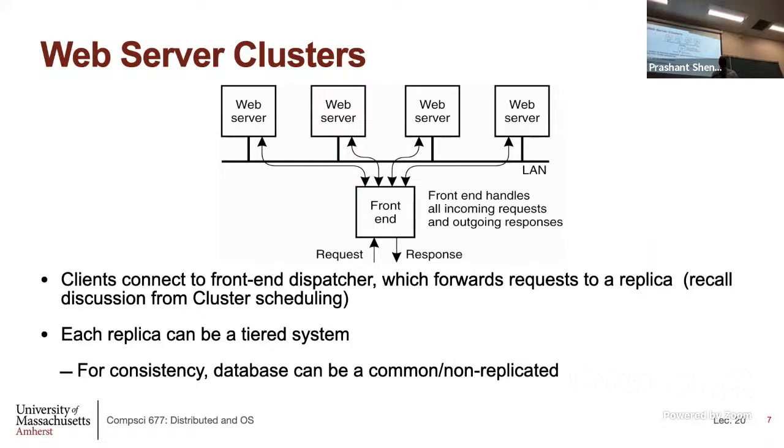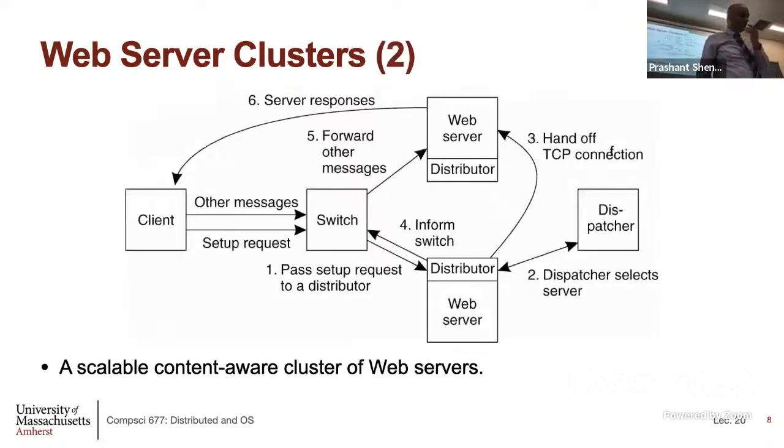How do you ensure consistency for the backend and so on? Okay, so that's something to keep in mind as far as web server clusters is concerned. Here's a more detailed picture of how some of this could work in a clustered system. There's a client here that is sending requests. Everything else here is actually part of the server.